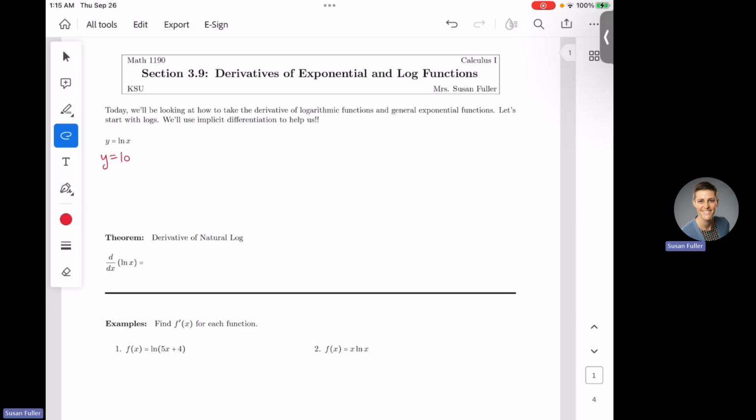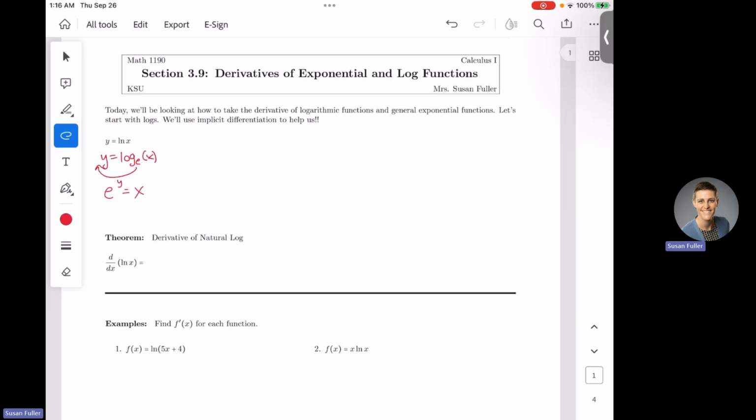So ln is log base e of x, right? It's a logarithm and it's got base e. I'm going to take this logarithmic notation and I'm going to rewrite it in exponential notation. So if you remember this from college algebra or pre-calculus, you're going to rewrite this. The base of the log becomes the base of an exponential on the other side. And this really means that e to the y is equal to x. That's really what y equals ln x means. It means that e to the y is equal to x.